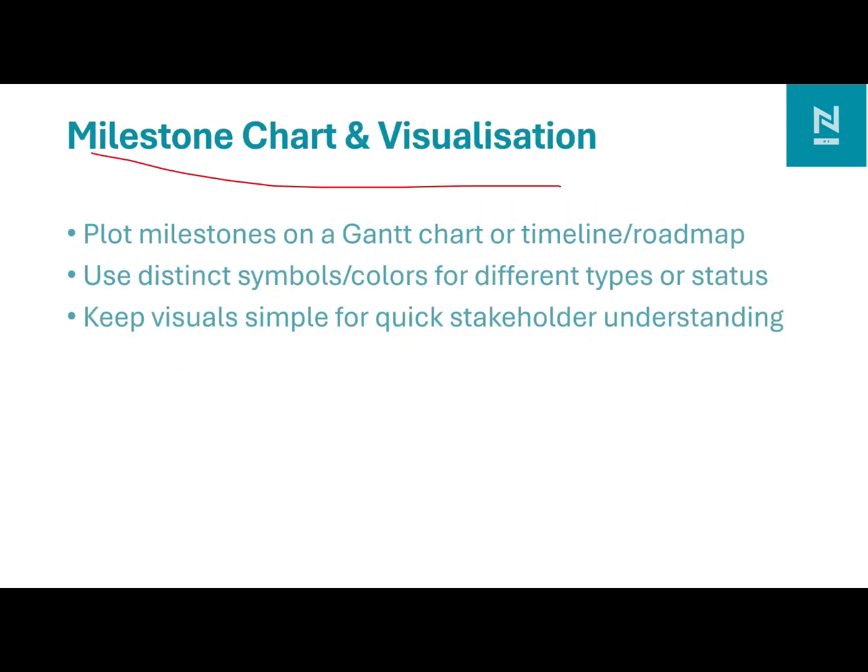We can make a milestone chart or visualization. We can plot the milestone on a Gantt chart, timeline or roadmap. Milestones are represented by the diamond symbol in P6. It is easy to identify and understand for the stakeholder, so we can provide a milestone chart or visualization for a stakeholder to understand the status of the project.